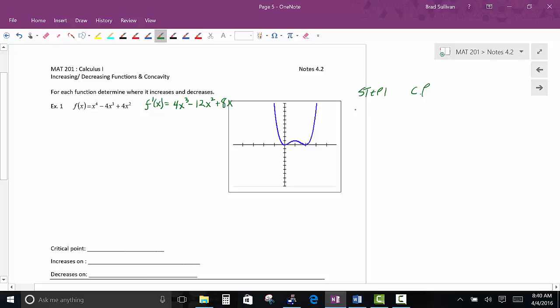I'm going to just do this to the side. You should have enough room to do this somewhere on your paper. 4x to the third minus 12x squared plus 8x equals 0. So if you're going to find the critical points, you've got to dig into your algebra background and you've got to be able to solve that, okay.